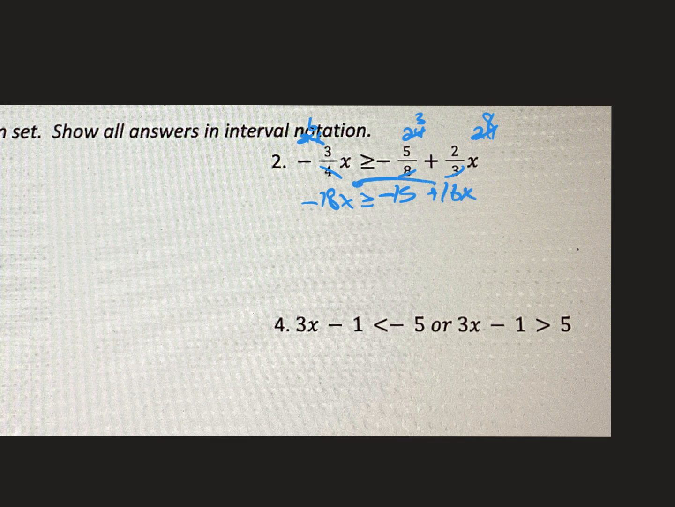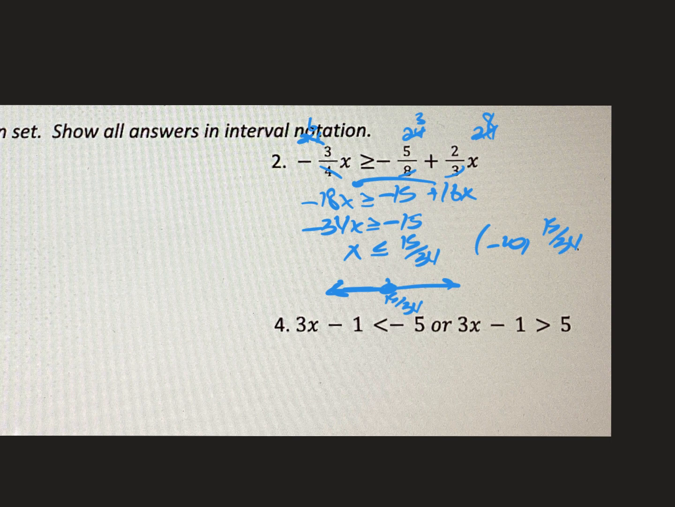So I'm going to move the 16x over with the 18x. Gives me negative 34x is greater than negative 15. I'm dividing by a negative, which means I'm going to flip that sign. My answer becomes positive 15/34 less than. Don't forget your number line, and don't forget your interval notation. Negative infinity to 15/34 with a bracket this time because of the equal sign.